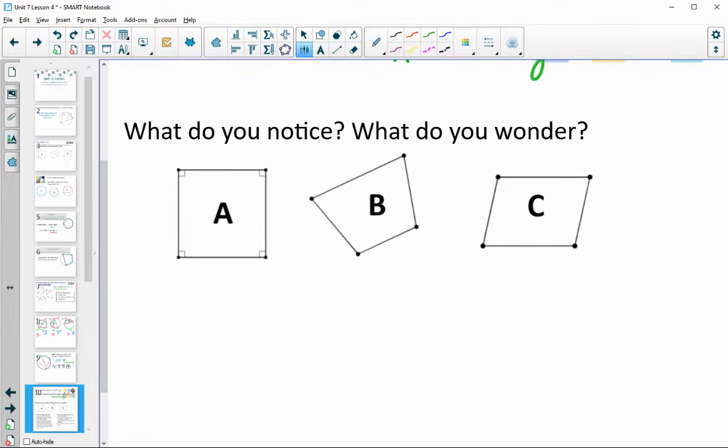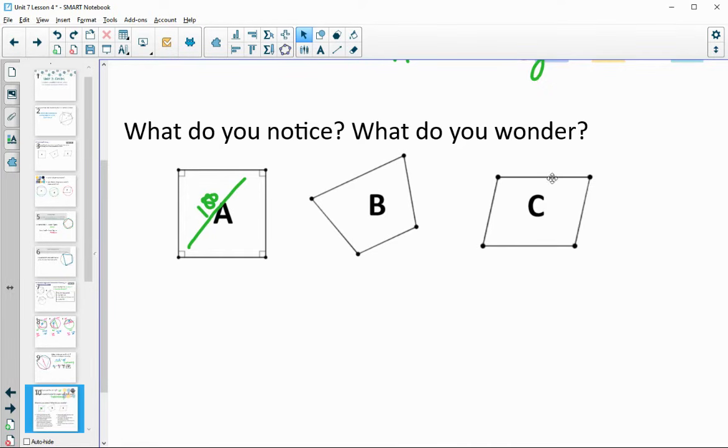So take a couple minutes to look at these pictures here. What do you notice and what do you wonder? Think about that for a couple seconds. You could notice and wonder quite a few things. Maybe you noticed those are the shapes that we just did earlier and we tried to draw circles around. And maybe you'll notice in A, we see the 90-degree angles. So that means that 90 plus 90 is 180.